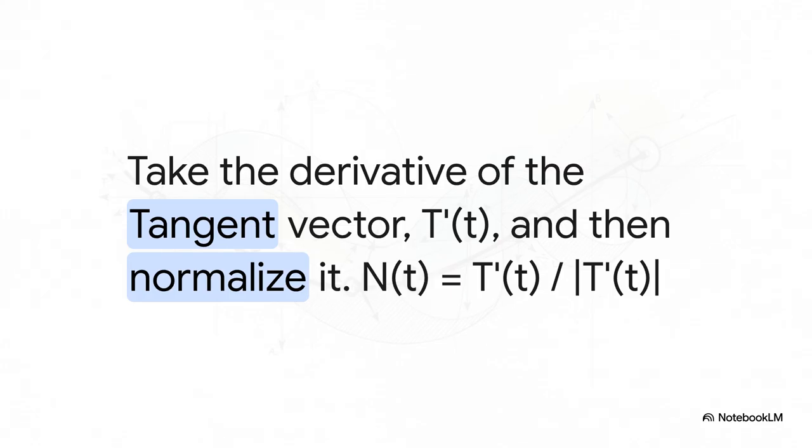Now stop and think about that for a second. What's a derivative? It's a rate of change, right? So the derivative of our direction vector T is literally telling us how our direction is changing. And what is a change in direction? It's a turn. It's just such a beautiful piece of calculus logic. The bottom line is, you absolutely cannot find N until you've calculated T.